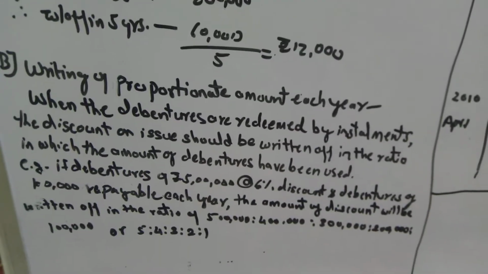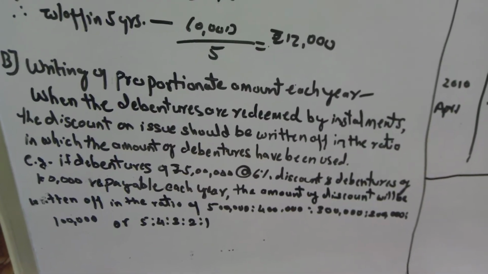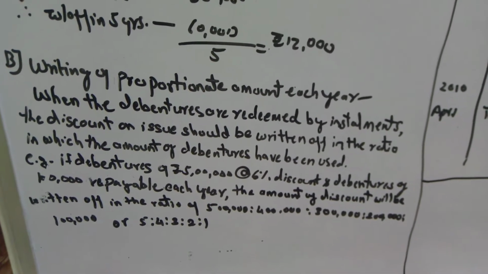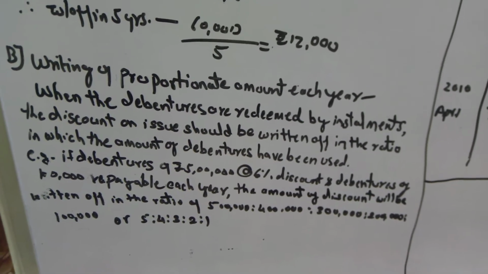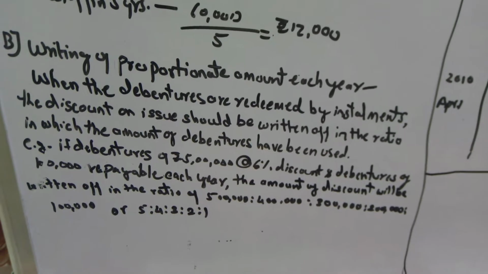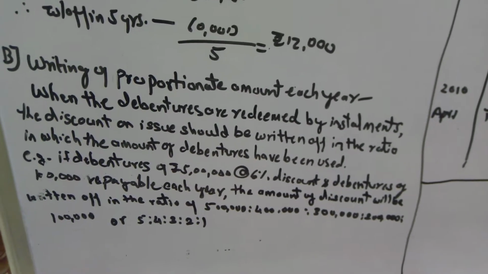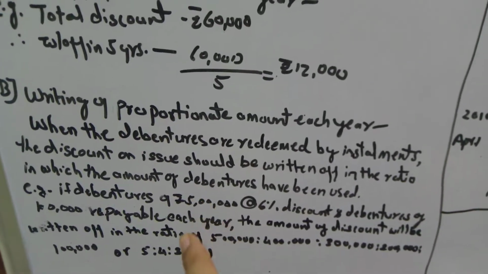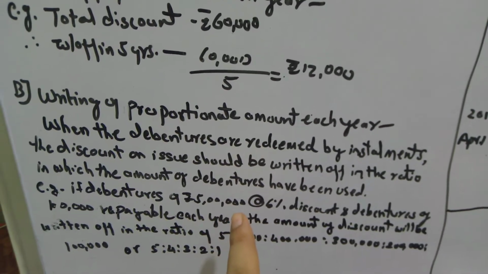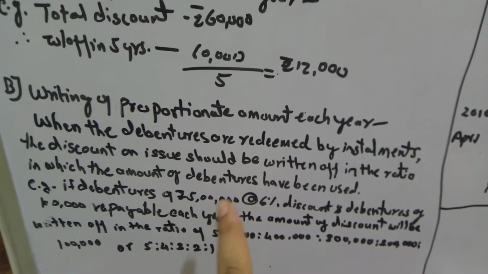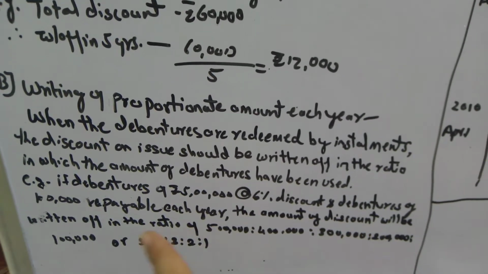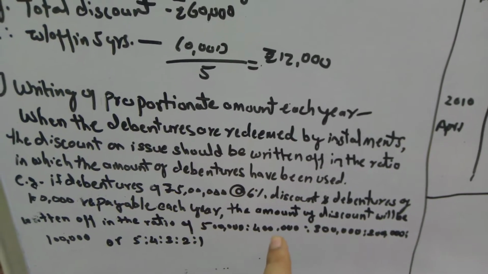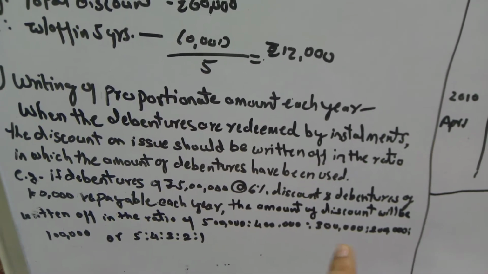And another is the proportional method. When the debentures are redeemed by installment, the discount on issue should be written off in the ratio in which the amount of debentures has been used. For example, say debentures of 5 lakhs at the rate of 6% discount. How will I calculate the discount? 6% of this 5 lakh, that means 30,000. Thus 30,000 will be the discount amount, and the debentures of 1 lakh repayable each year, the amount of discount will be written off in the ratio of 5 lakh is to 4 lakh is to 3 lakh is to 2 lakh is to 1 lakh.